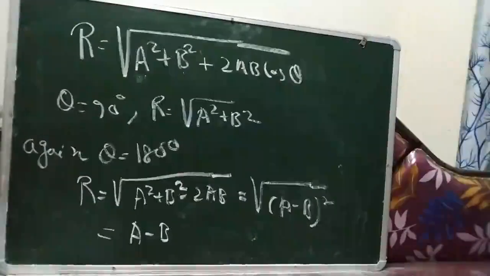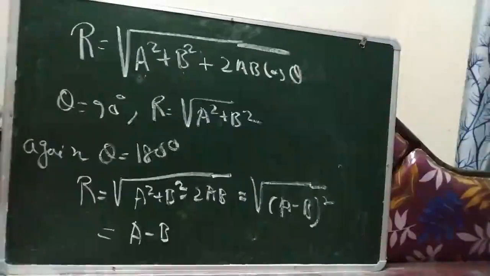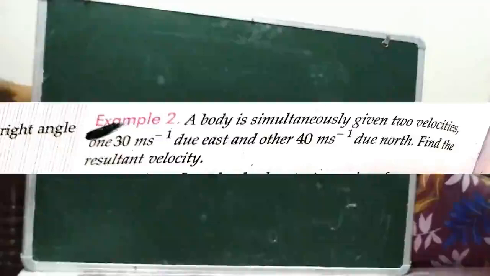So this is how you can solve these vectors. Okay, thank you. Let's discuss some numericals. One numerical is that a body is simultaneously given two velocities, one 30 meter per second due east and the other 40 meter per second due north. Find the resultant velocity.